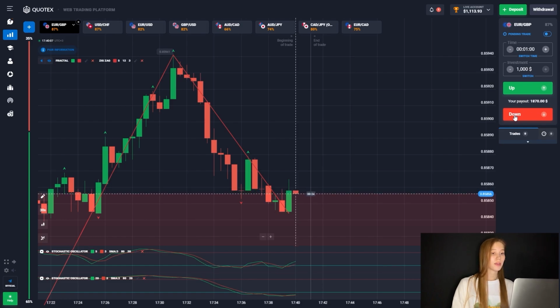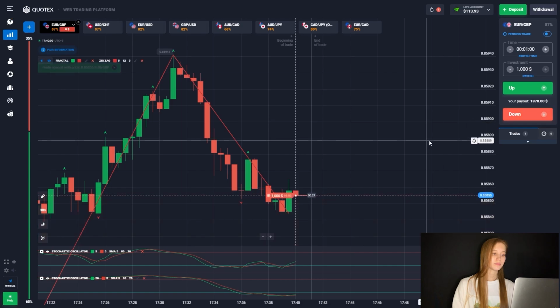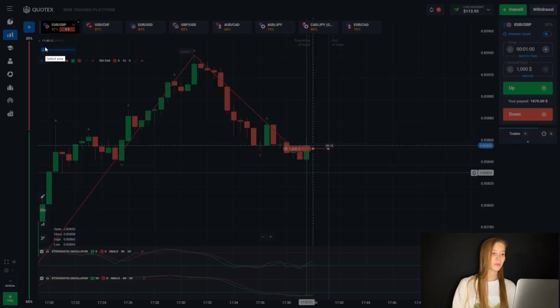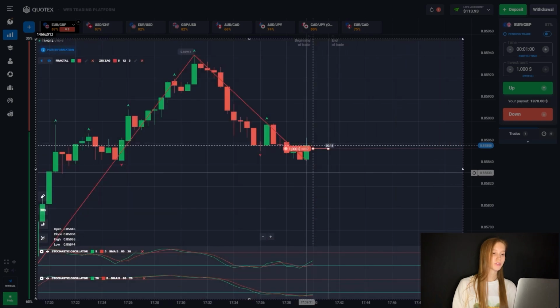Let's bet on a fall here, and I'll explain. We understand that we are now in a downward trend, and we see systematic pullbacks. We see pullbacks with a long downward movement.